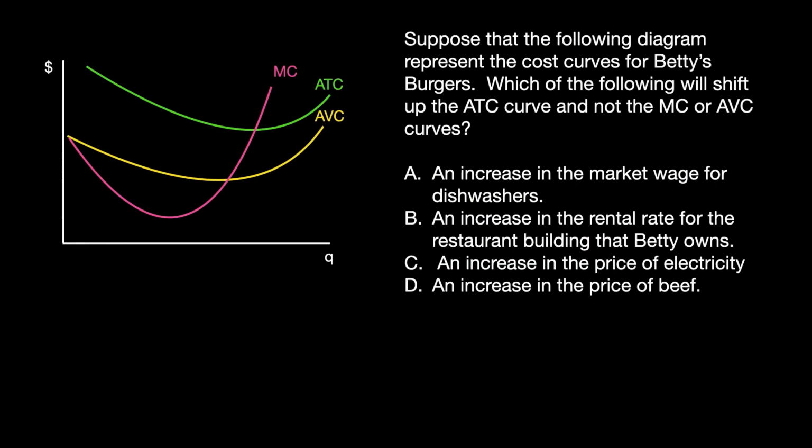Let's work another problem. Suppose that the following diagram represents the cost curves for Betty's Burgers. Which of the following will shift the average total cost curve and not the marginal cost curve or average variable cost curves? The key to this problem is understanding that what will change the average total cost curve while leaving average variable cost and marginal cost unchanged is a change in fixed cost.